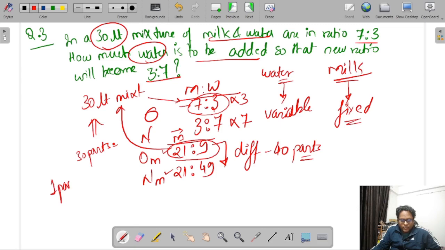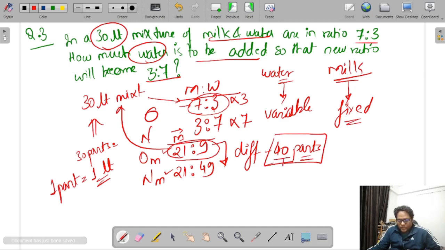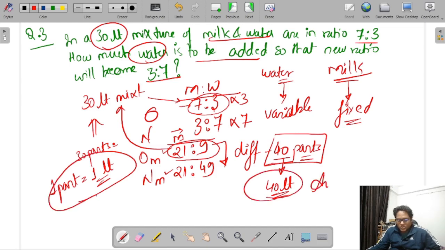So we get 1 part is equal to 1 liter, and we have found that there is a 40 part difference of water between the original modified and the new modified. So 40 parts is equal to 40 liters. As 1 part is equal to 1 liter, so 40 parts is equal to 40 liters. This is our answer. See, this is so easy and quick.